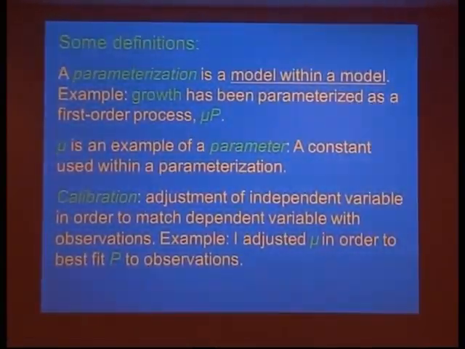And I want to go over some definitions. When we talk about models, we talk about parameterization. Parameterization is really a model within a model. For example, the growth rate of phytoplankton. As I have shown you, growth of phytoplankton is a very complicated process, but we set it to a constant value, the maximum growth rate. So we have parameterized what's happening in nature.